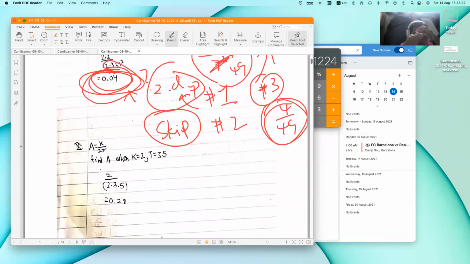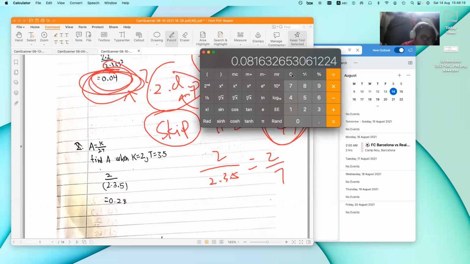Next. Now, this one, there is no bracket. Can you see this one, there is no bracket? What happened? K is K, 2T, 2.35. So therefore, this is 2 over 7. Can you help me out, 2 over 7? Yes. 0.28. 0.28. 5.7142. You can leave it as 2/7.